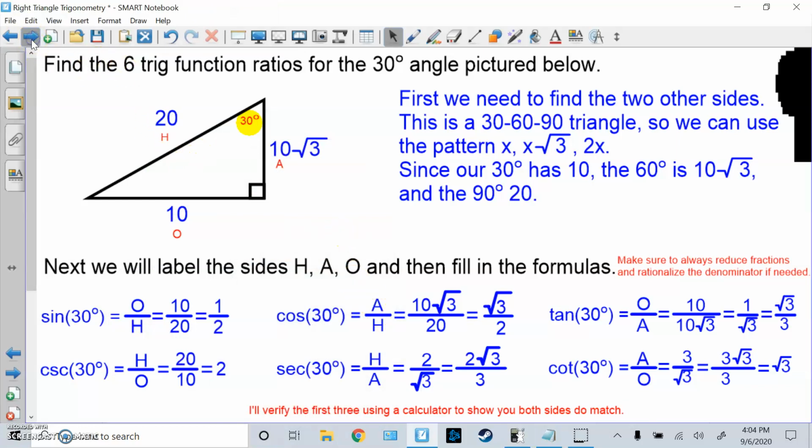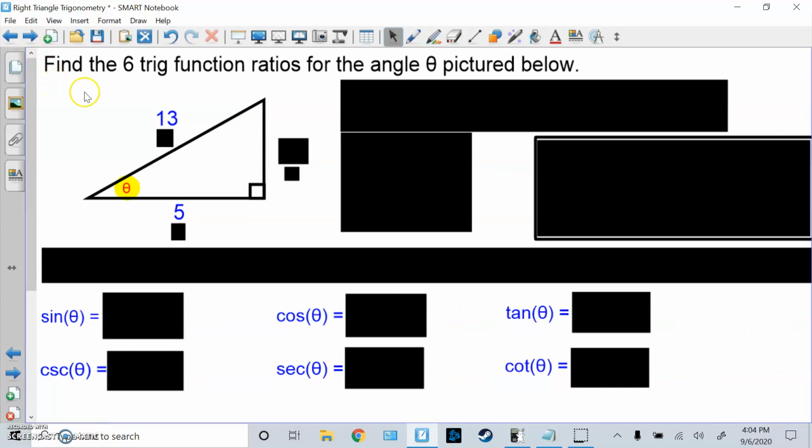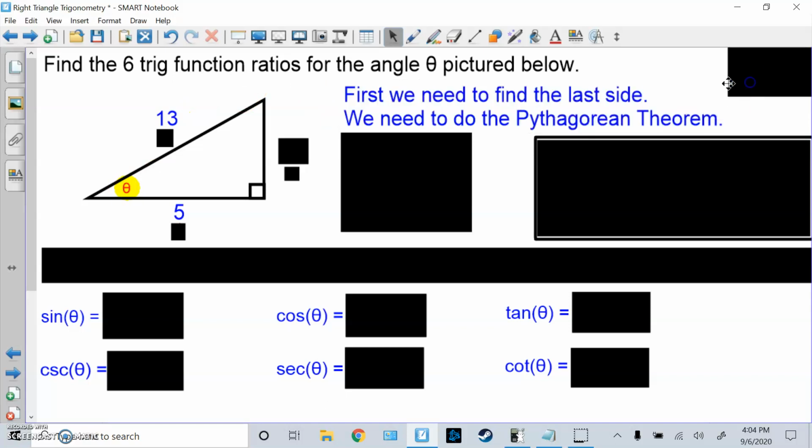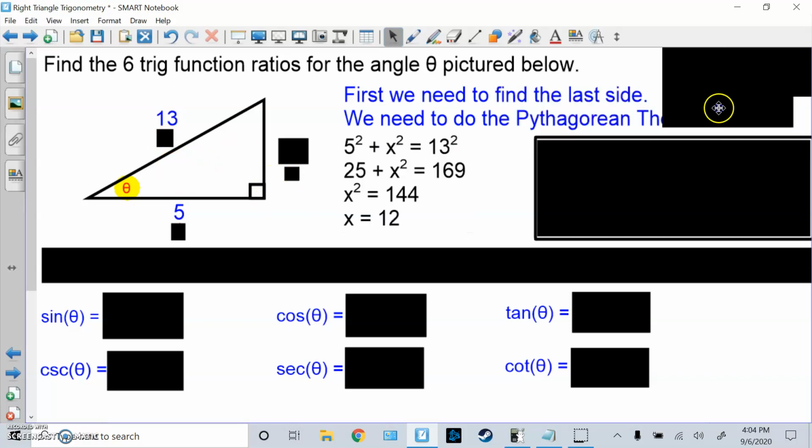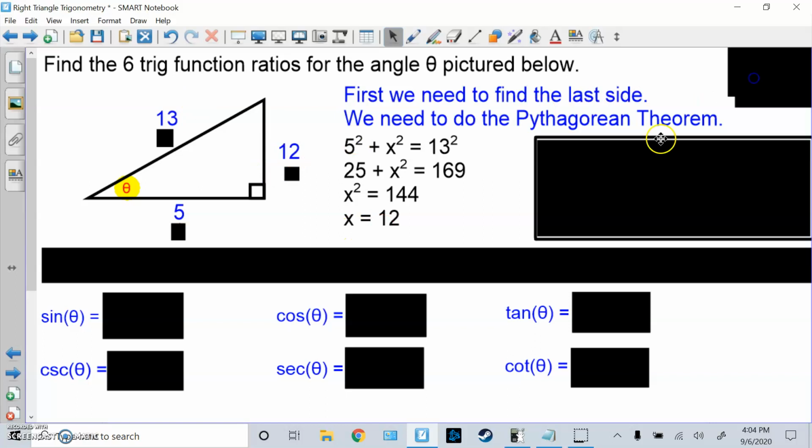Alright, so in this next example, find the 6 trig function ratios for angle theta here. So here's theta. First, we need to find all the sides. We have to do Pythagorean theorem. We have 2 sides out of 3, so I'm going to label A, B, C, fill in the formula, do the math, you get 12. So now we know it's 12.